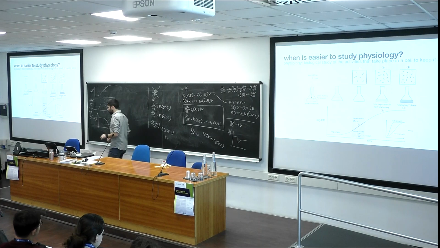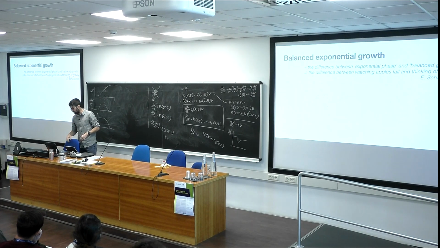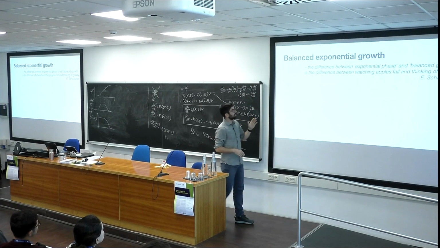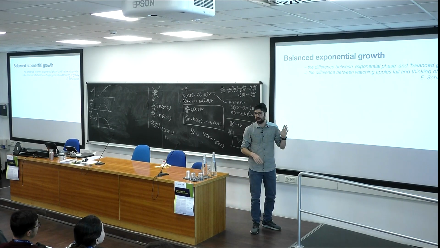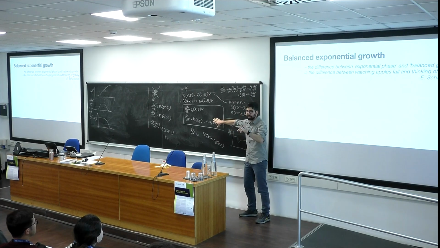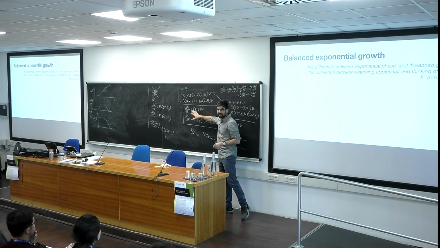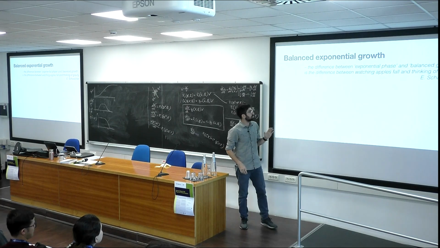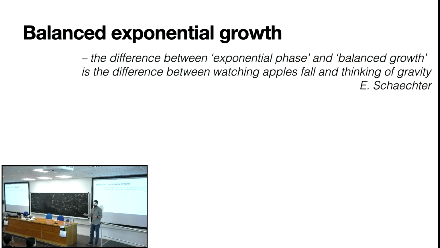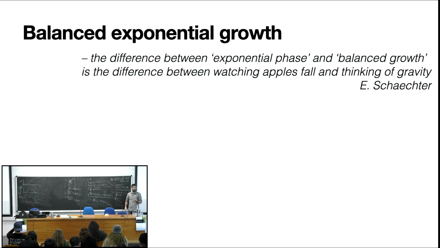So there is a very nice quote by one of the fathers of modern physiology, which says the difference between exponential phase and balanced growth. So balanced growth is this one. Sorry, balanced growth is to say basically this argument here is the same difference between watching an apple falling and thinking of gravity, right? So it's the same phenomenon, but this one tells you something deeper about what's happening when you are in exponential growth. Question?